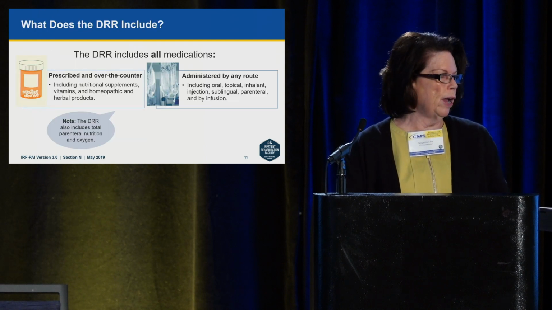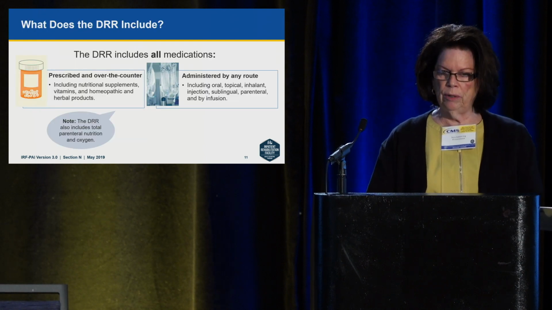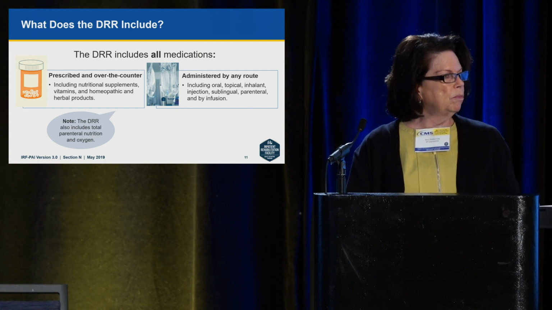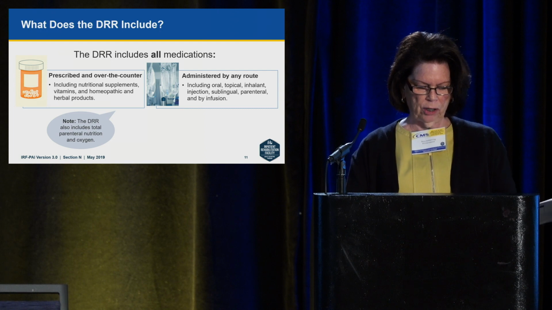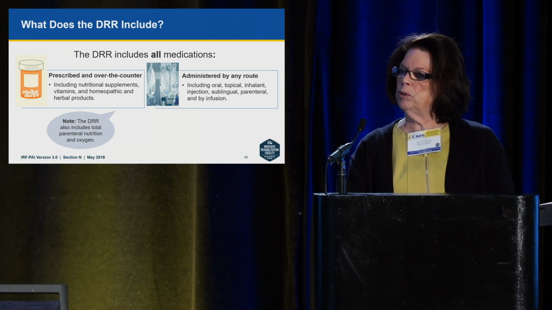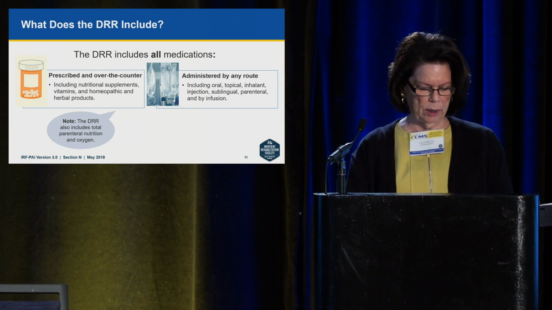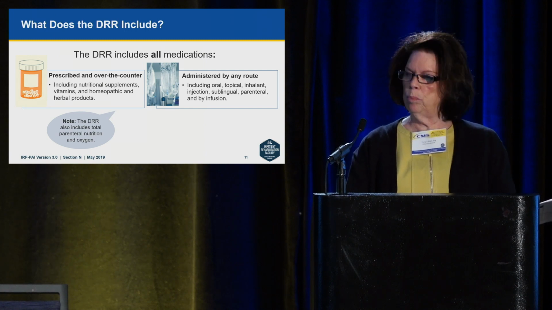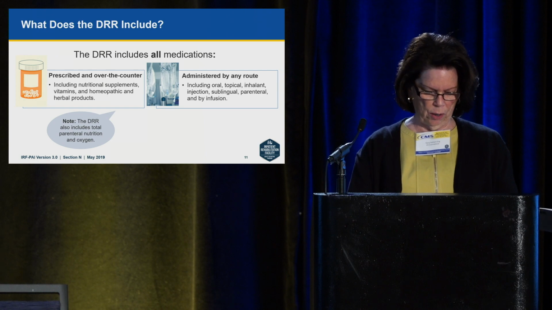So we often are asked what medications are included for the drug regimen review. The drug regimen review includes all medications, and so that means prescribed and over-the-counter, including nutritional supplements, vitamins, homeopathic, and herbal products, administered by any route. And the DRR also includes total parenteral nutrition and oxygen therapy.